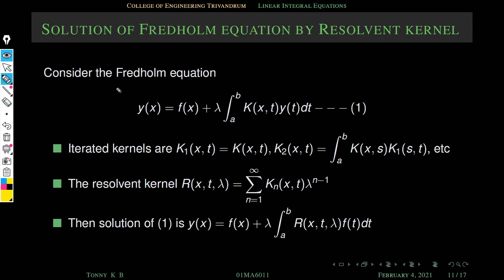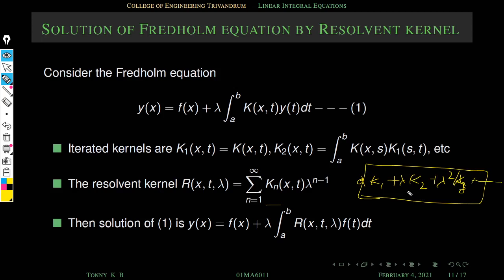Repeat it. So this is a Volterra type integral equation. In this method, first we have to find the iterated kernels k1, k2, k3, etc. using this formula. Once you get k1, k2, k3, etc., you can find the resolvent kernel using this formula, that is k1 plus lambda k2 plus lambda square k3 plus etc. If this infinite series is convergent, then we can find the solution using this formula. If it is not convergent, we can't.